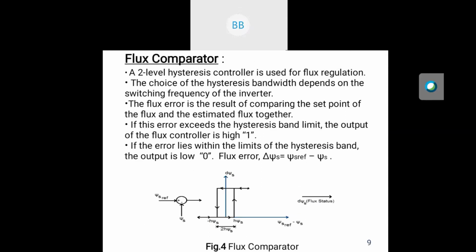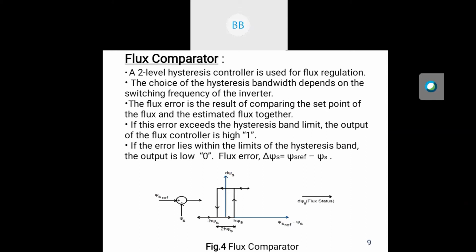This hysteresis controller is of two types: one is the flux comparator and the other is the torque comparator. First we will discuss the flux comparator. A two-level hysteresis comparator is used for flux regulation. The bandwidth of the flux comparator is 2h psi s, which is shown in figure 4. That is, the band limit is from minus h psi s to plus h psi s.